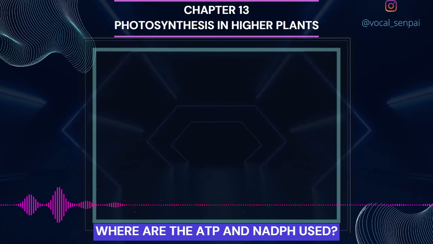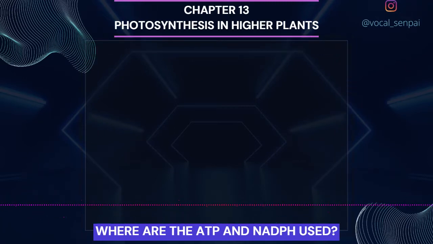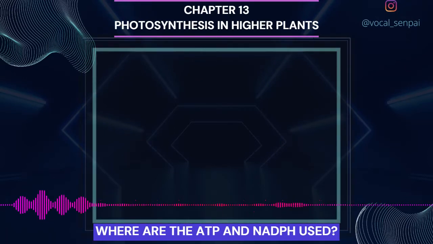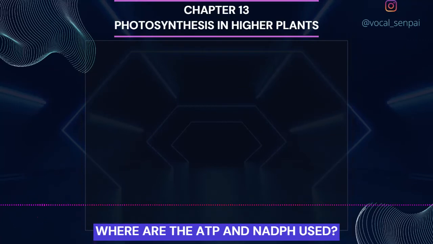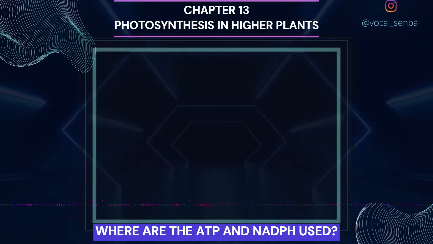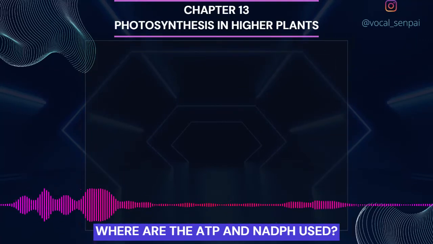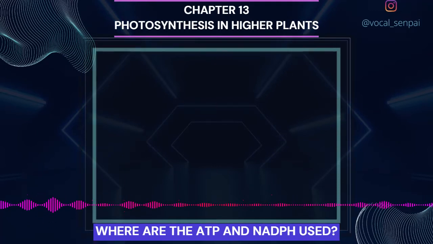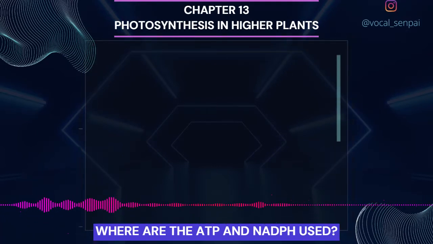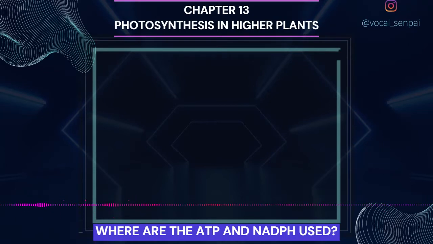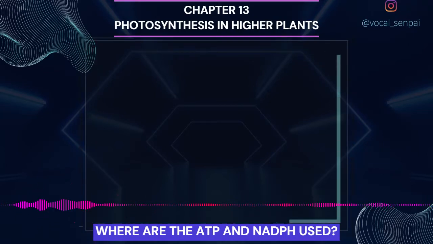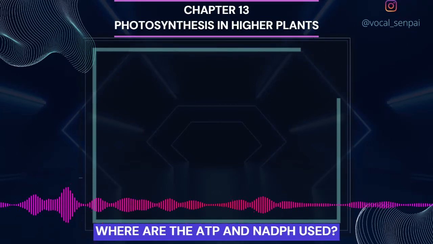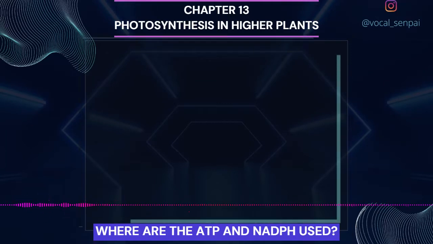Where are the ATP and NADPH used? We learnt that the products of light reaction are ATP, NADPH and O2. Of these, O2 diffuses out of the chloroplast while ATP and NADPH are used to drive the processes leading to the synthesis of food, more accurately, sugars. This is the biosynthetic phase of photosynthesis.